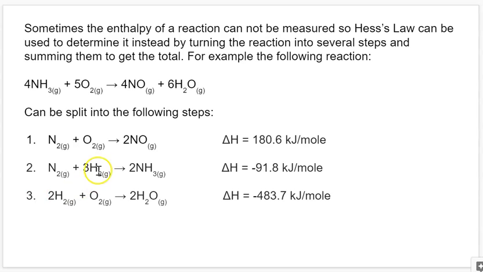So say we're studying the reaction of 4 NH3 (ammonia) plus 5 O2 becoming 4 NO (nitrogen monoxide) and 6 H2O, and we're told that it can be split up into the following steps. You're never going to have to determine those steps on your own. You'll always be given some context for them.